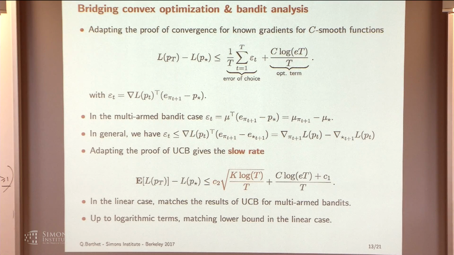Okay, so in the linear case, if the function is linear, this matches the result of UCB. And actually the algorithm is the UCB algorithm. So this is just a Frank-Wolfe type proof of the rate of the UCB algorithm. And up to logarithmic terms, it matches the actual lower bound in this problem.